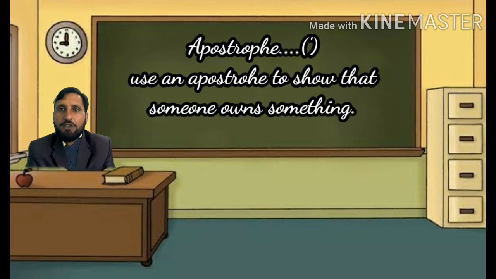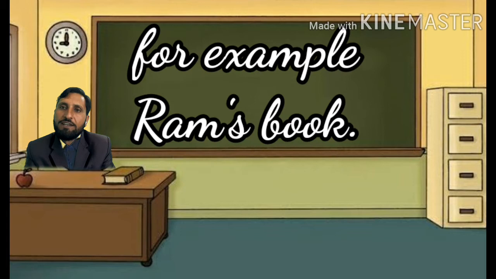And after that we have the apostrophe s. To show the possession of a person, we use the apostrophe s. For example, Ram's book, Alam's bat. We use the apostrophe s with these nouns, so it shows the ownership of a person.